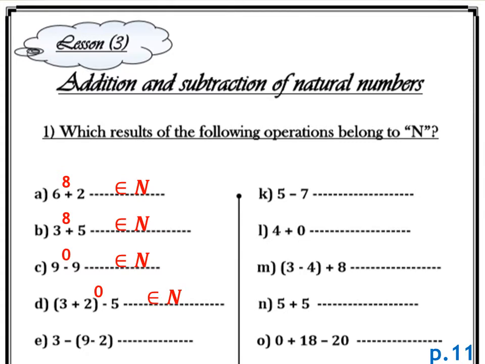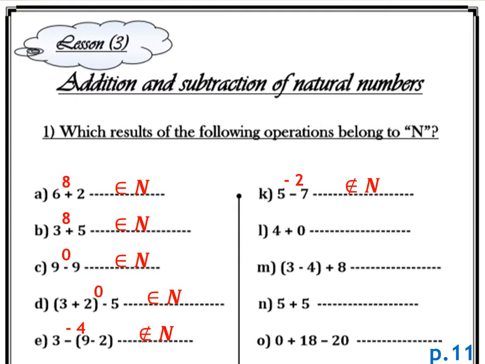In letter E, we have 3 minus, open bracket, 9 minus 2. So we have to put it on the calculator here like this. 9 minus 2 equals 7, and 3 minus 7 equals negative 4. So it doesn't belong to N. There are no negative numbers in N. In letter K, 5 minus 7 equals negative 2, and negative 2 doesn't belong to N.